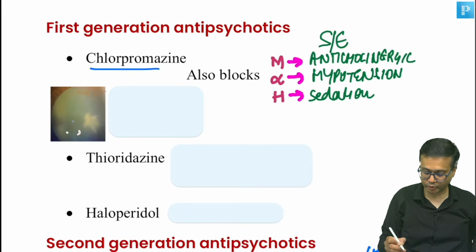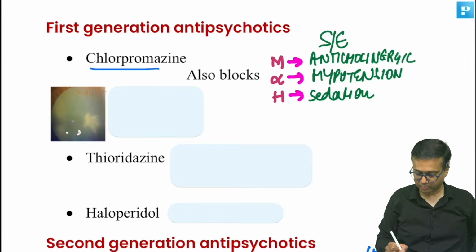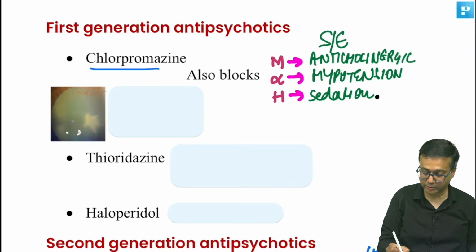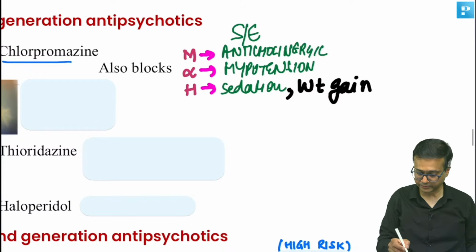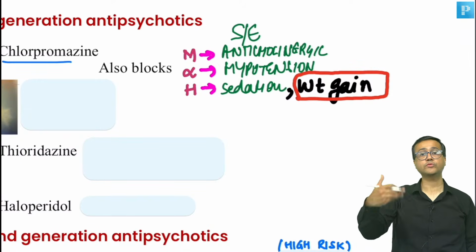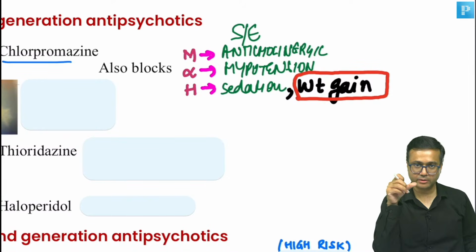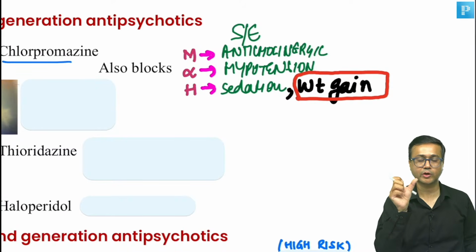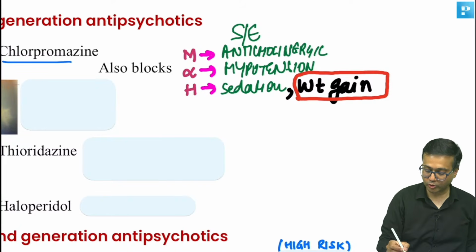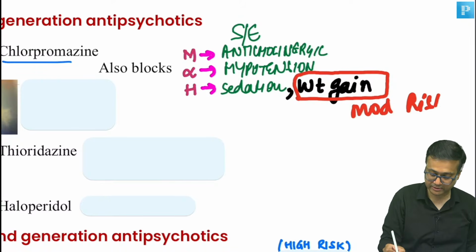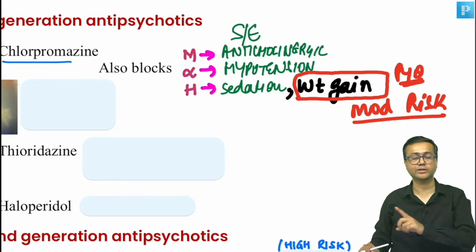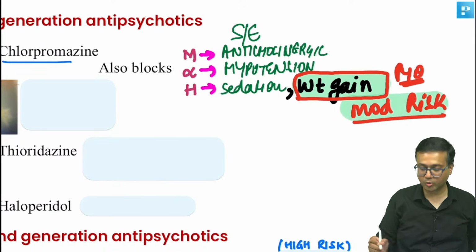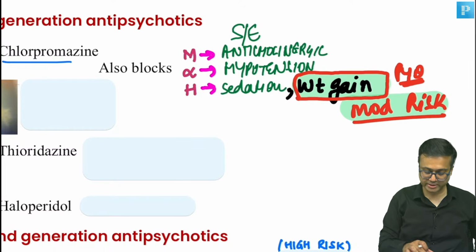And one more important point, because of this blockage of the histaminic receptor, patient may also report of weight gain. Very important point. Can you appreciate, we discussed that weight gain usually was more with the second generation, but there are some first generation like chlorpromazine, which is one of the drugs in first generation category, which also has a moderate risk of weight gain. And this question is a PYQ. We'll discuss this point, but please remember chlorpromazine is a first generation antipsychotic which has a moderate risk of weight gain.